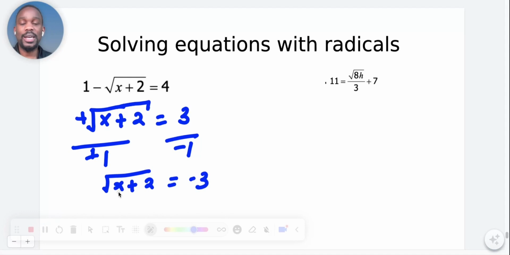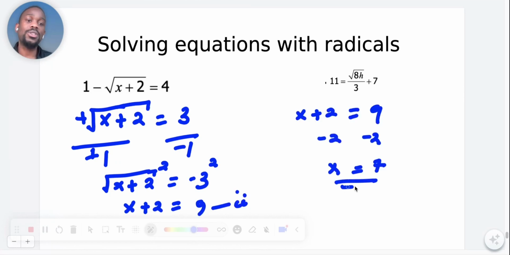Now the radical is isolated, right? So square both sides of the equation. This root will cancel with this square. So we'll be left with x plus 2 is equal to 9. Now, check. The last step is to check if this makes sense in equation 1.